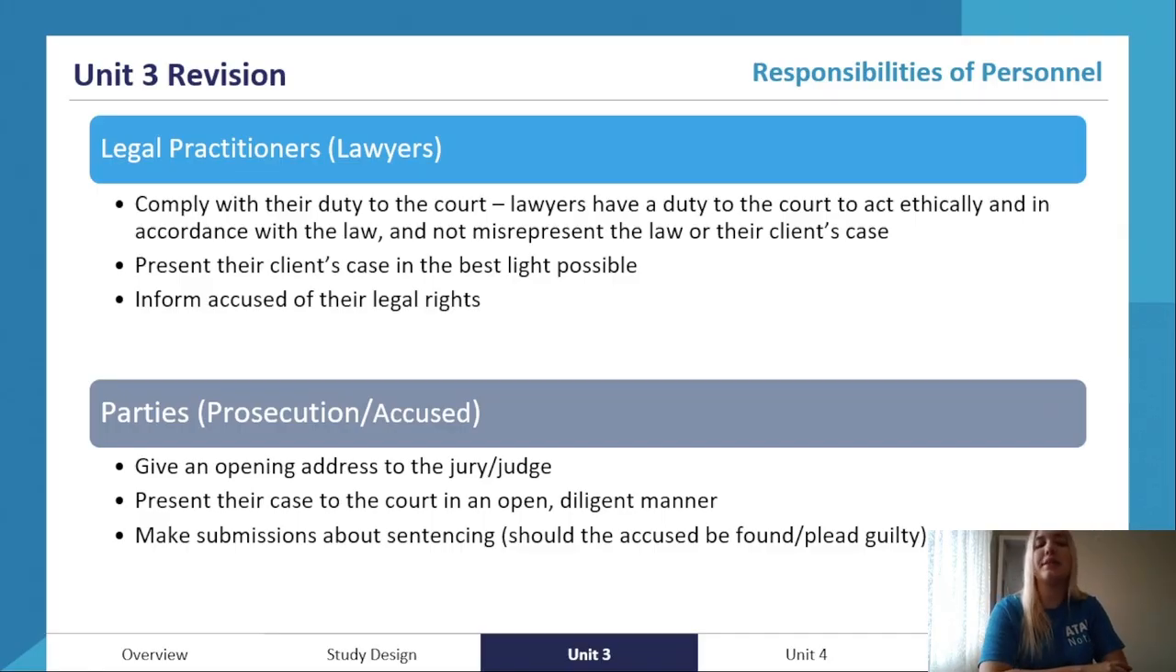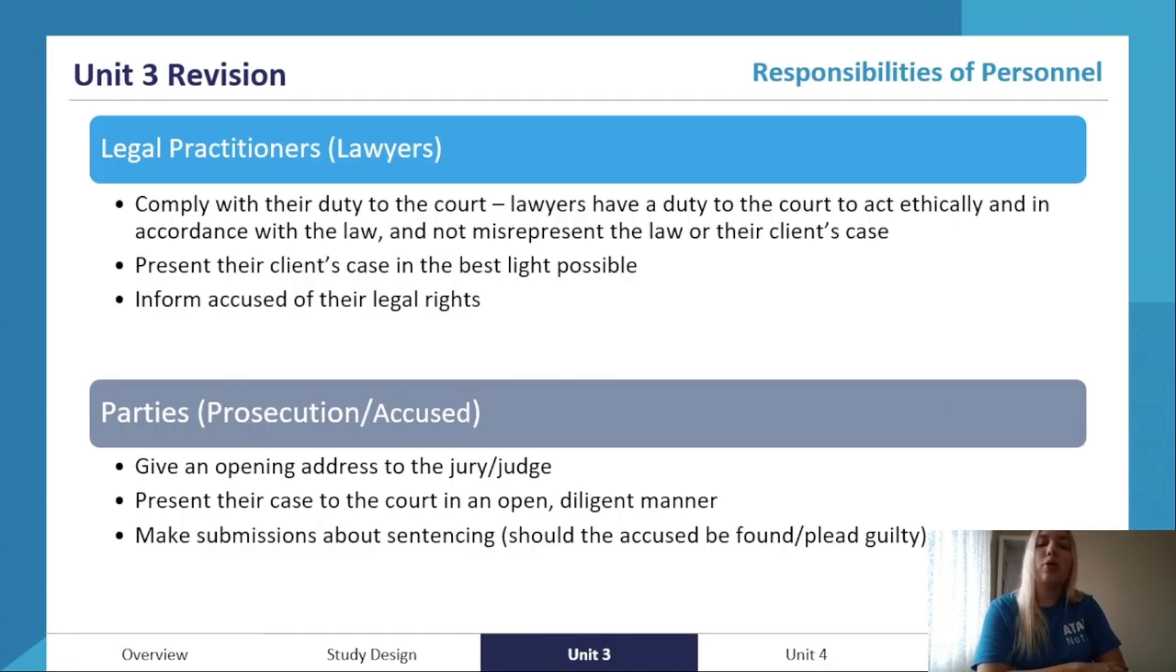Now, our other personnel are legal practitioners and parties who have very similar roles. So, legal practitioners are lawyers. They have certain obligations they have to abide by to the court, such as to act ethically in accordance with the law, to not misrepresent the law or their client's case, and no deception. They also have to present their client's case in the best light possible to their ability.